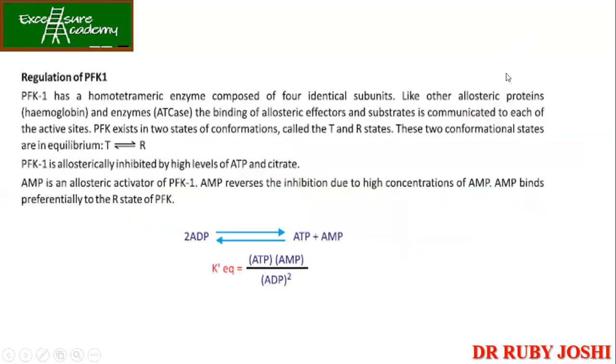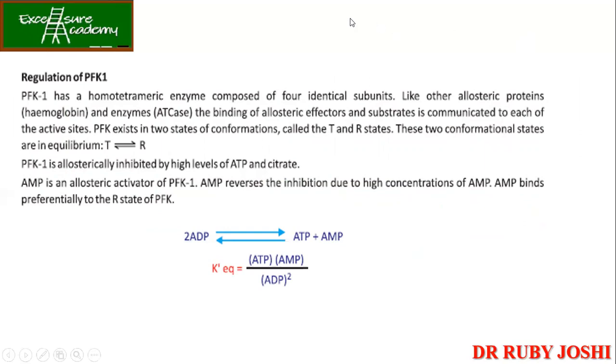Now regulation of PFK1. अभी हमने क्या देखा था? Regulation of hexokinases. अभी now the second enzyme that is phosphofructokinase. Now PFK1 is a homotetrameric enzyme which is composed of 4 identical subunits. तो अभी ये कैसे दिखता होगा?